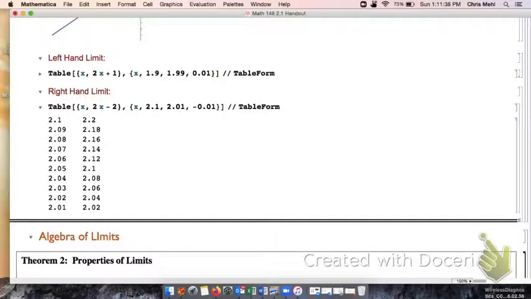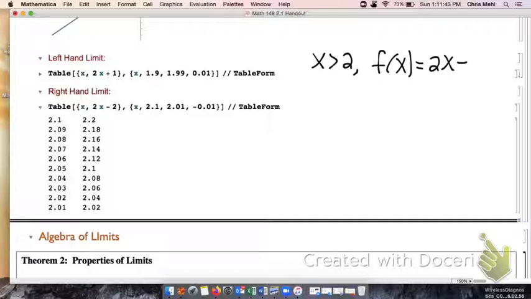Okay, but then you can do the right-hand limit. Now if x is greater than 2, f of x is really 2x. Oh shoot, was it minus?